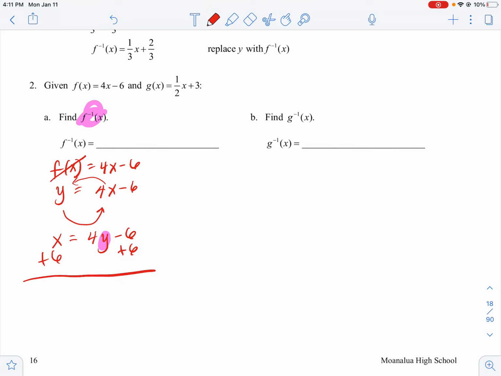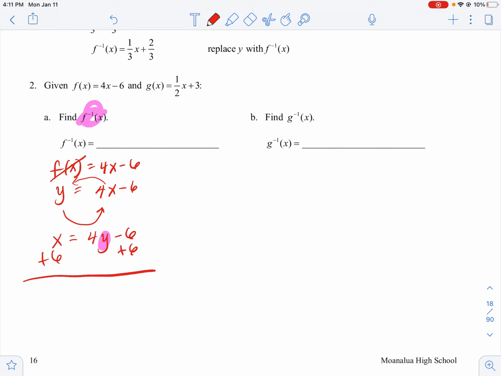Divide by 4. Divide by 4. So our final answer, remember there's a 1, 1/4 x, and 6 over 4 or 3 over 2. And finally, you are going to change that into f inverse of x. So our final answer is 1/4 x plus 3 over 2.